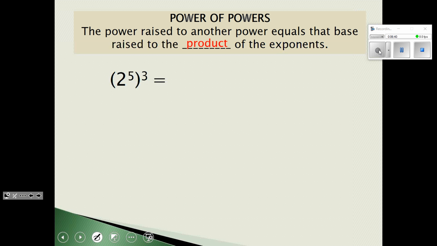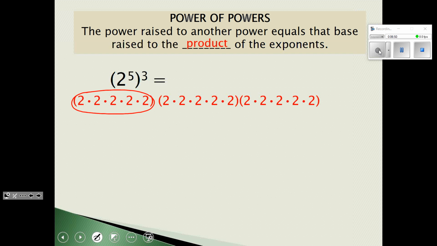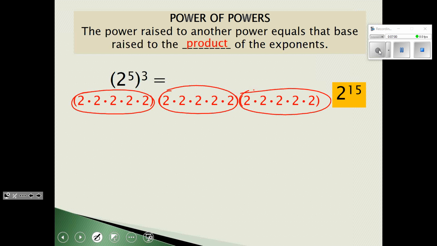Here's what that means. When you have 2 to the fifth power raised to the third power, you have an exponent raised to an exponent. What you actually have is 2 to the fifth power 3 times. If you look to see how many 2's you have right there, you have 15. So what we did is we took the exponents and we found the product, or we multiplied them. So when you have an exponent raised to an exponent, you actually multiply.